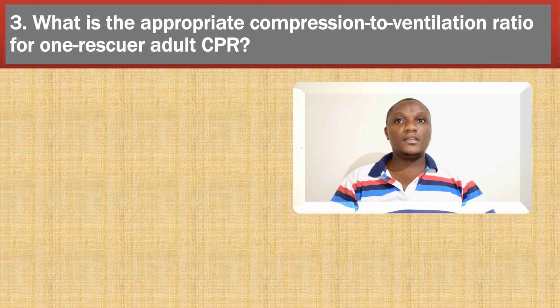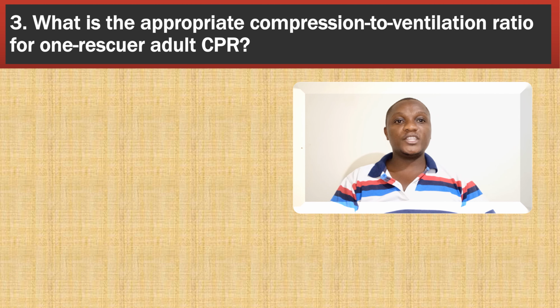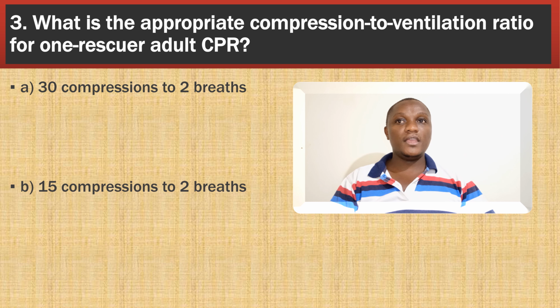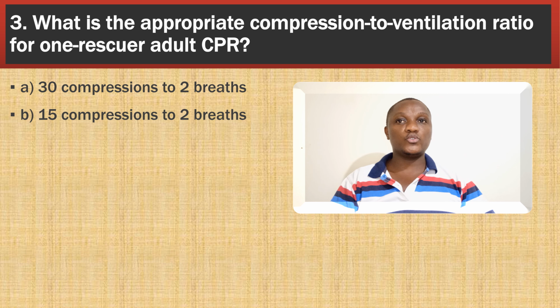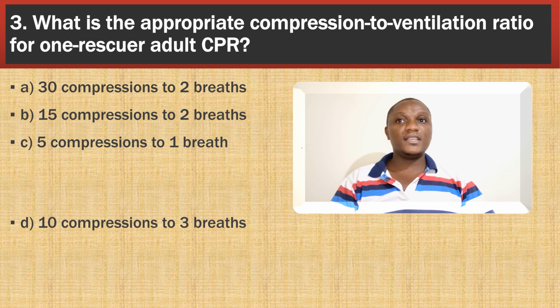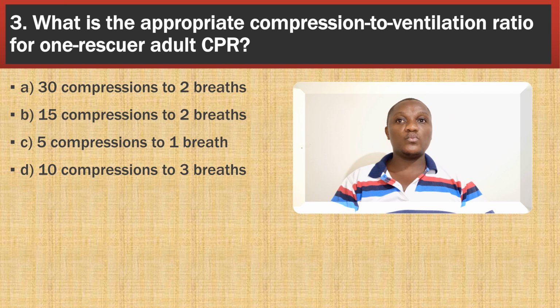Question 3. What is the appropriate compression to ventilation ratio for one rescuer adult CPR? A. 30 compressions to 2 breaths. B. 15 compressions to 2 breaths. C. 5 compressions to 1 breath. D. 10 compressions to 3 breaths. What's your answer?